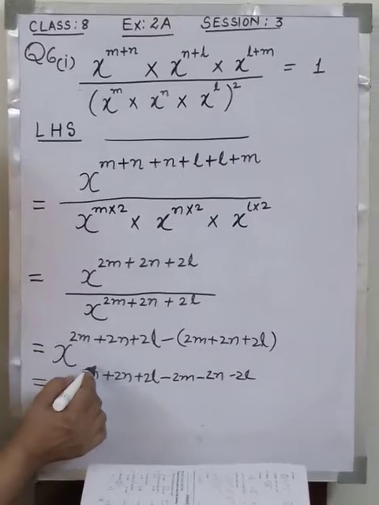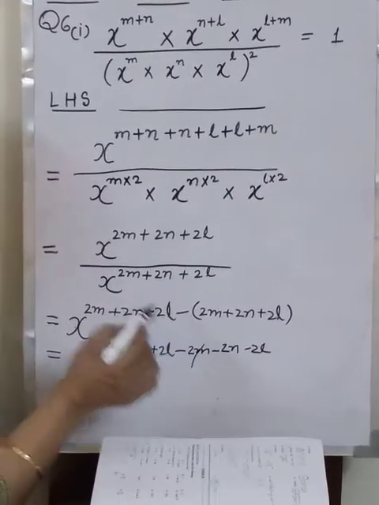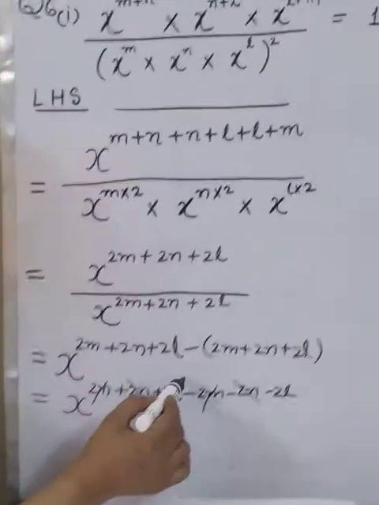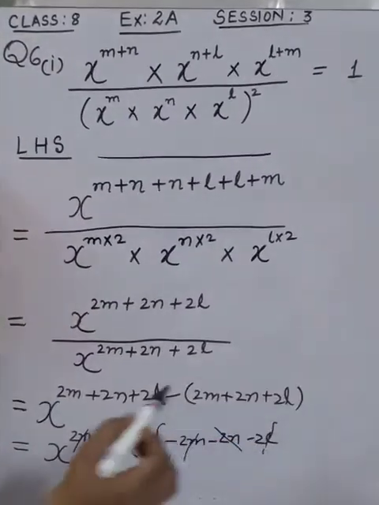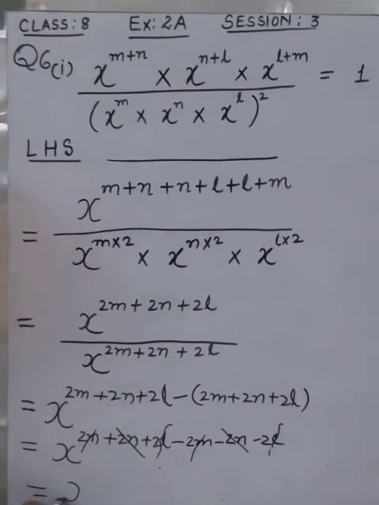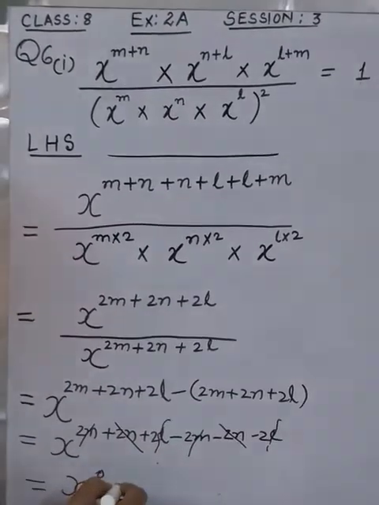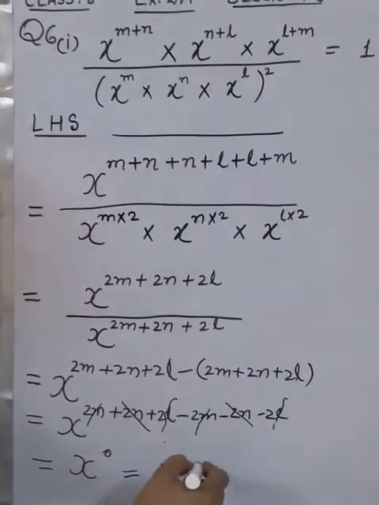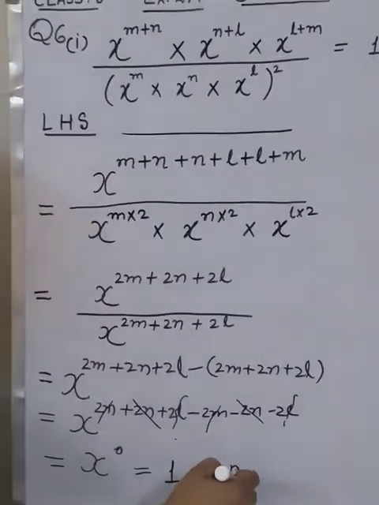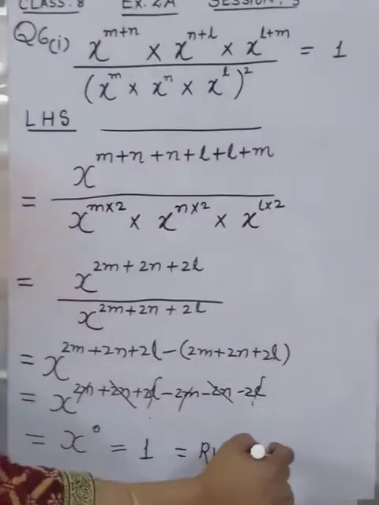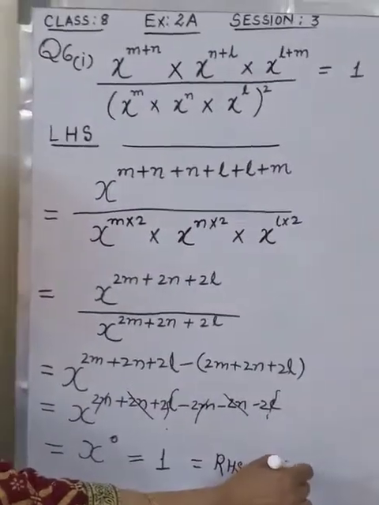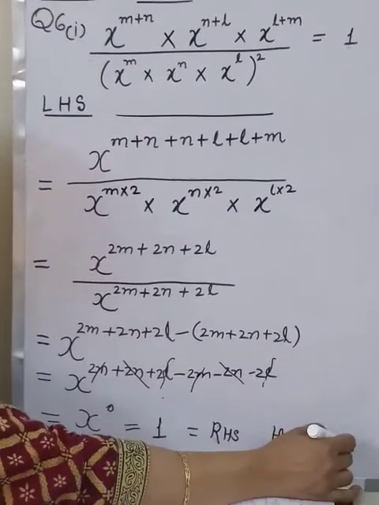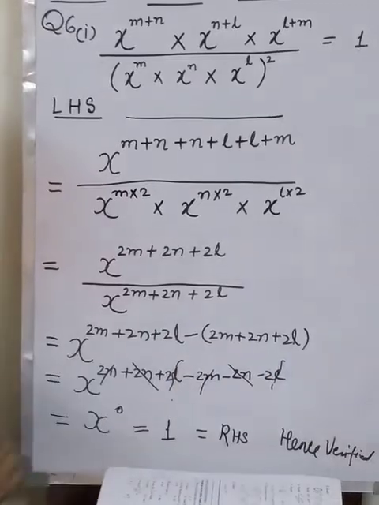Here we find 2m gets cancelled with 2m, 2n gets cancelled with 2n, and 2l gets cancelled with 2l. So what we are left with, x to the power 0, and we know any variable with power 0 is always 1. That is equal to RHS, hence verified. Hope everybody has understood, or those who had a problem in question number 6 first part, they have understood how to solve it.